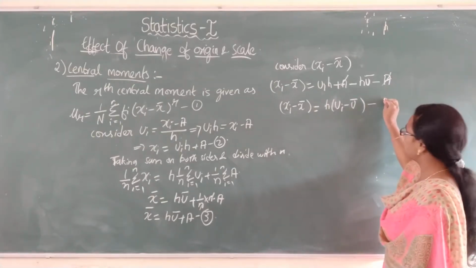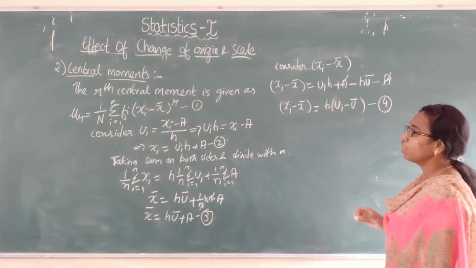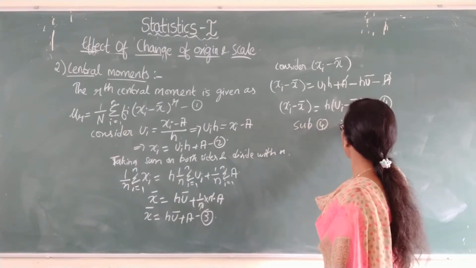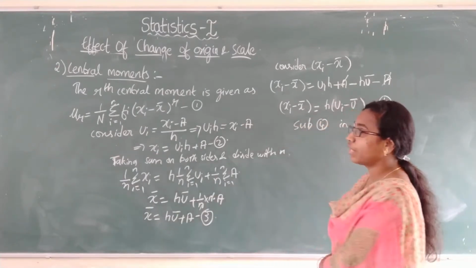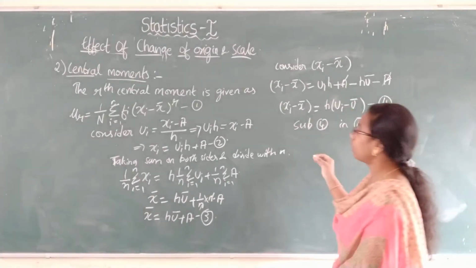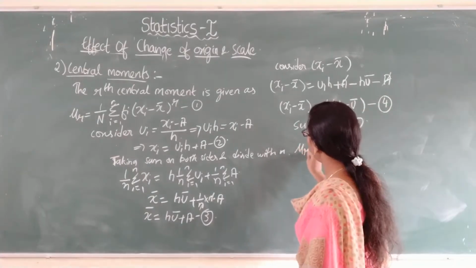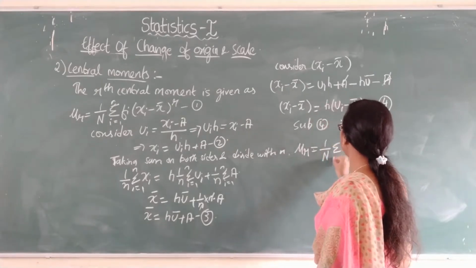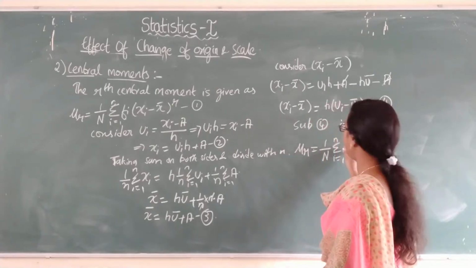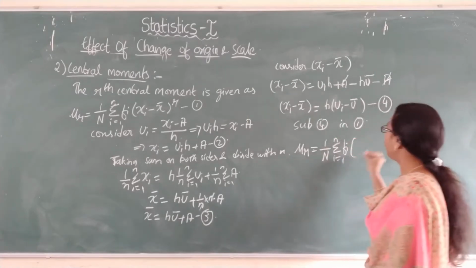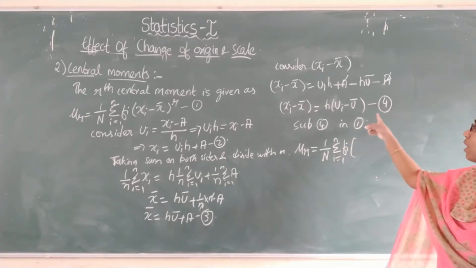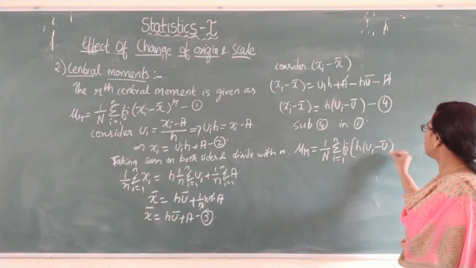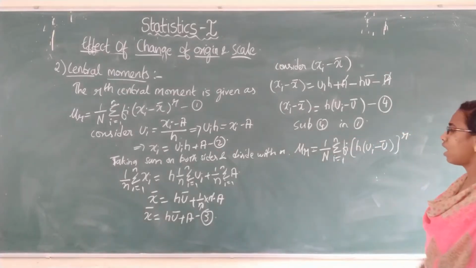So keep this one as equation 4. Now substitute 4 in 1. By substituting equation 4 in equation 1, we are going to get μr equals 1 by n summation i equals 1 to n fi into, what is the xi minus x bar value? h into ui minus u bar, whole power r.